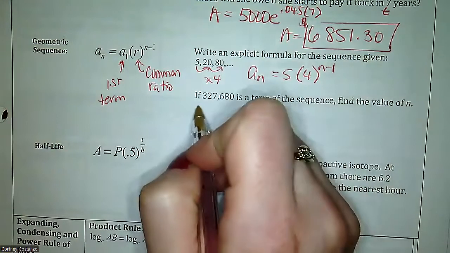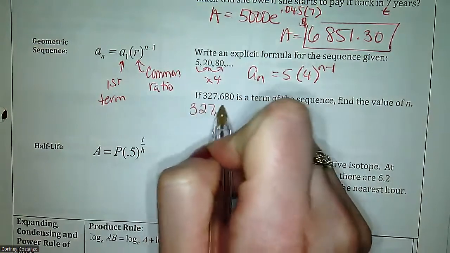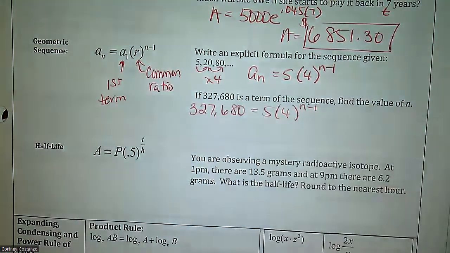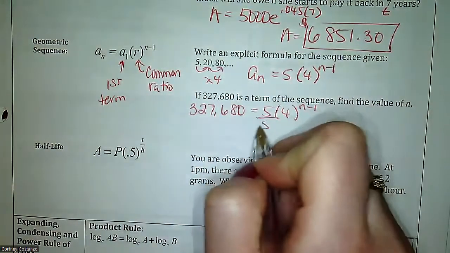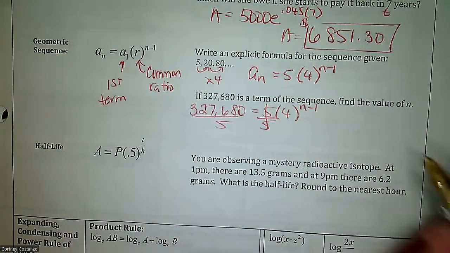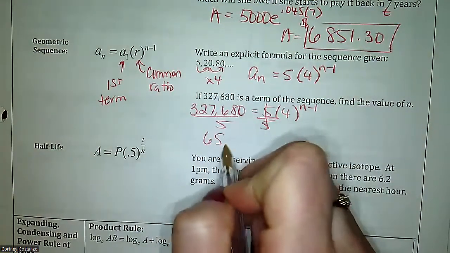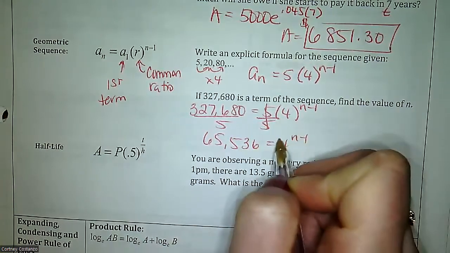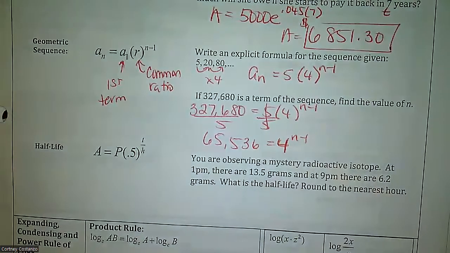What term number is that equal to? So that equals our equation. Let's isolate and use a common base, then drop the base. If I divide by 5, that gives me 65,536. I don't know 4 to what power is that.